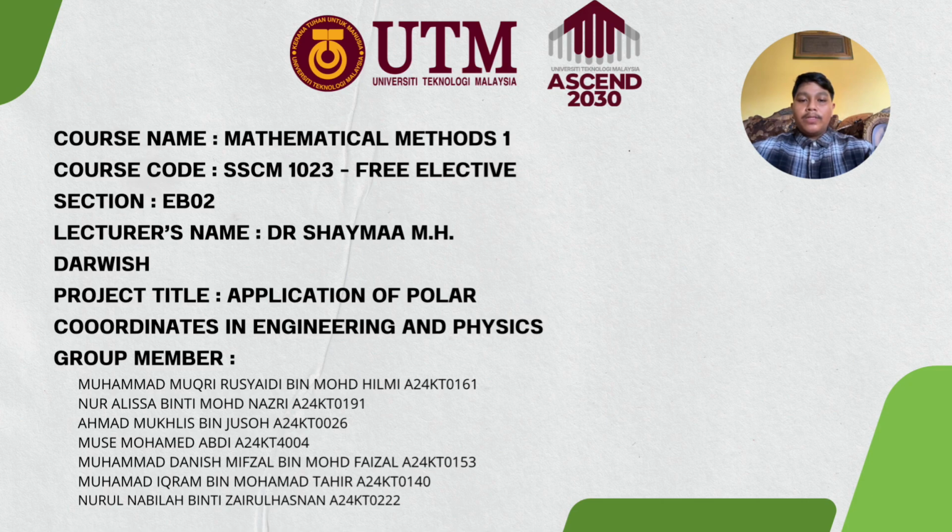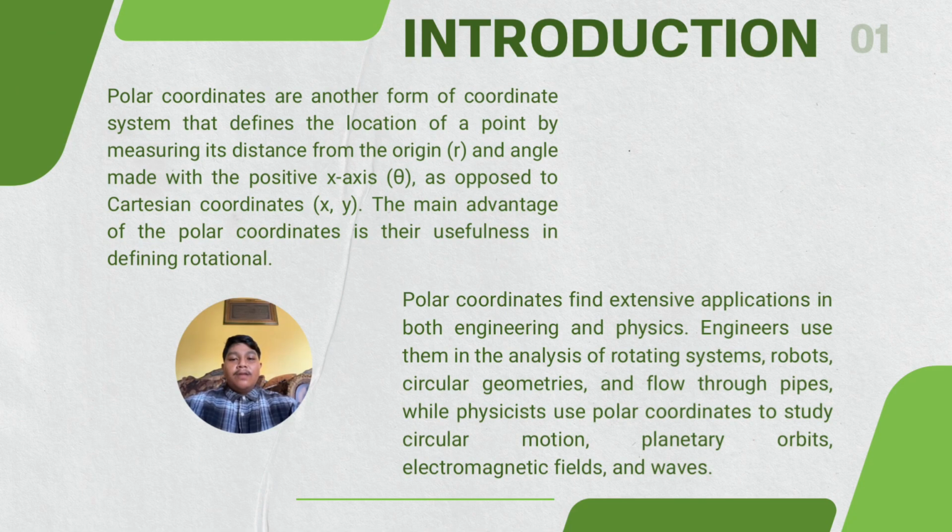We are going to present our project, which is application of polar coordinates in engineering and physics for the subject Mathematical Methods 1. For introduction, polar coordinates are another form of coordinate system that defines the location of a point by measuring its distance from the origin and an angle made with the positive x-axis, as opposed to Cartesian coordinates. The main advantage of polar coordinates is their usefulness in defining rotational motion.